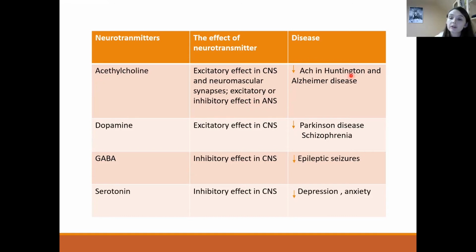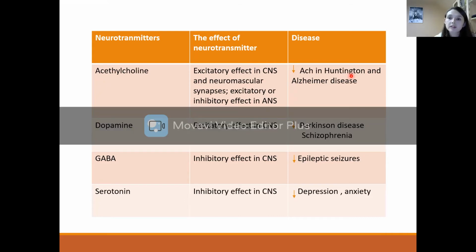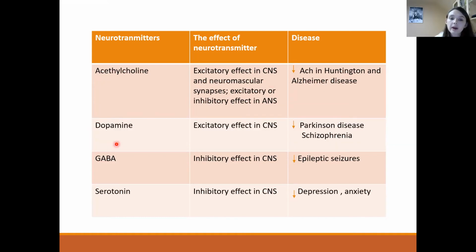You saw in a video the example of Huntington disease, when the person could not sit straight, he always moved, it's uncontrolled movement, and Alzheimer's disease, during which the person has problems with memory and memorizing. Dopamine. Dopamine mainly will have an excitatory effect in the central nervous system.